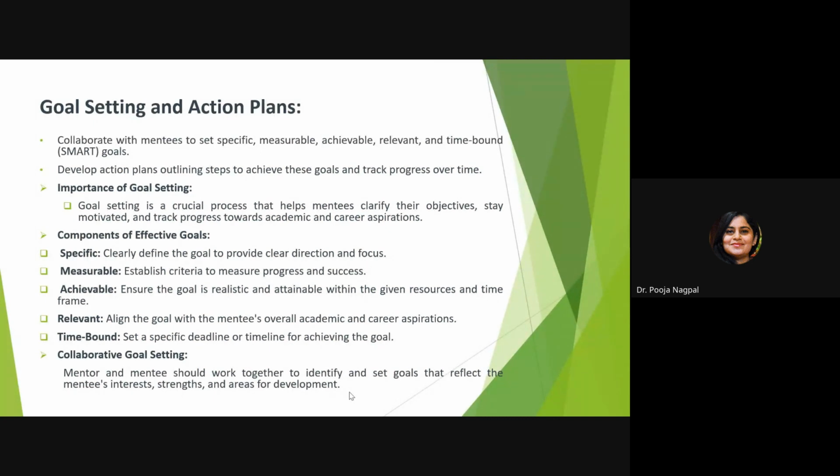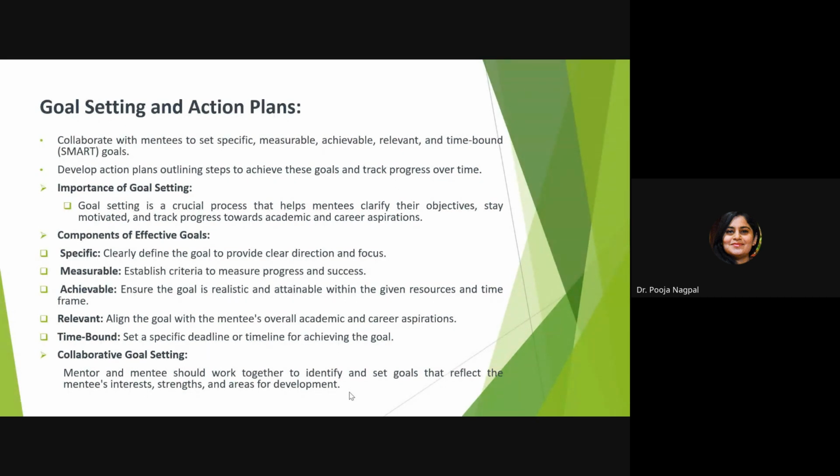So develop action plans outlining steps to achieve these goals and track progress over time. The importance of goal setting is a crucial process that helps mentees clarify their objectives, stay motivated, and track progress towards academic and career aspirations. So what are the components of an effective goal? What should be there to create your goals? Specific: clear, defined, provide clear direction and focus.